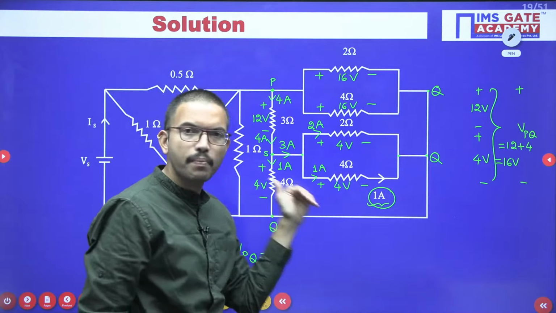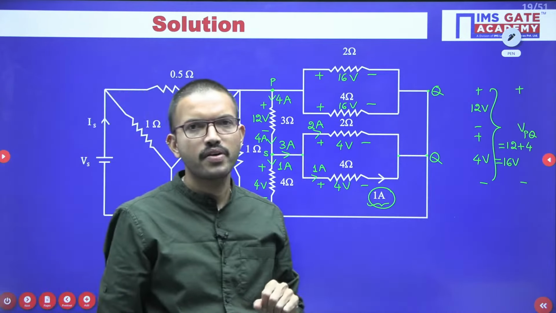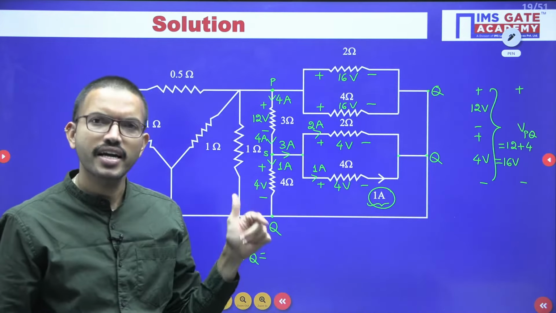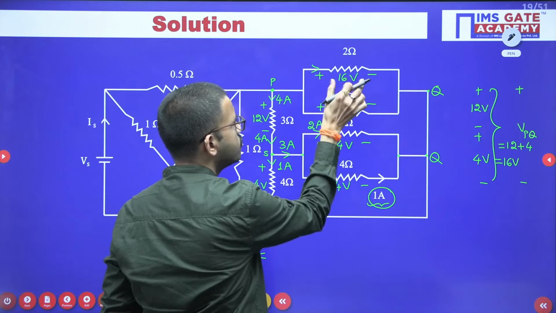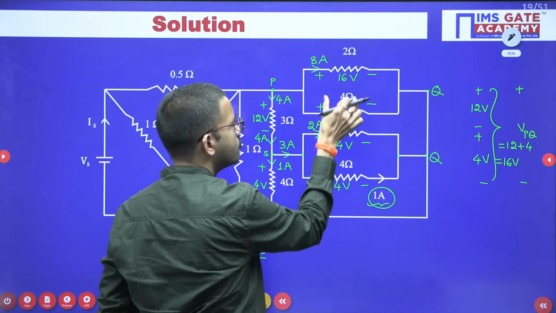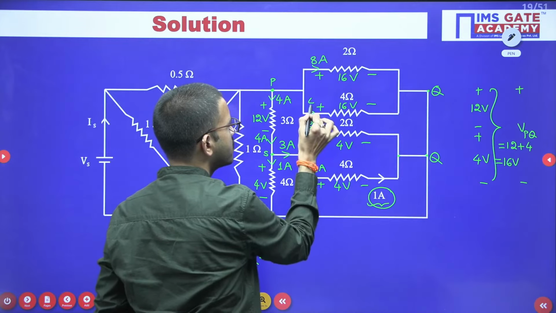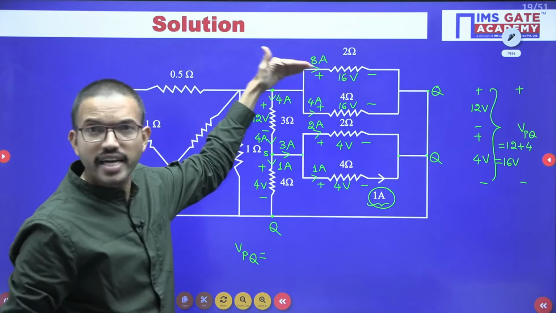Wherever required you can apply KCL, and whenever a parallel connection is there, voltage will be the same. Whenever a series connection is there, current will be the same. Now you can simply use Ohm's law. 16 volt is there, 2 ohm resistor, that means 8 ampere is flowing. 16 volt, 4 ohm resistor, that means 4 ampere is flowing. 16 by 4 is 4, 16 by 2 is 8.